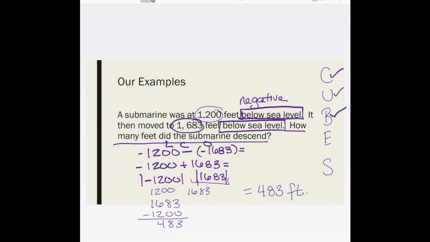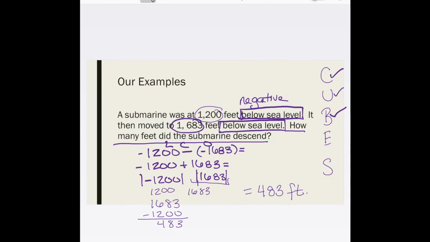It says a submarine was at 1,200 feet below sea level and then moved to 1,683 feet below sea level. How many feet did the submarine descend? This question is a little tricky to figure out what it's actually asking you to do. But if we do cubes and then add one more strategy in here, it can help us figure out what we do.